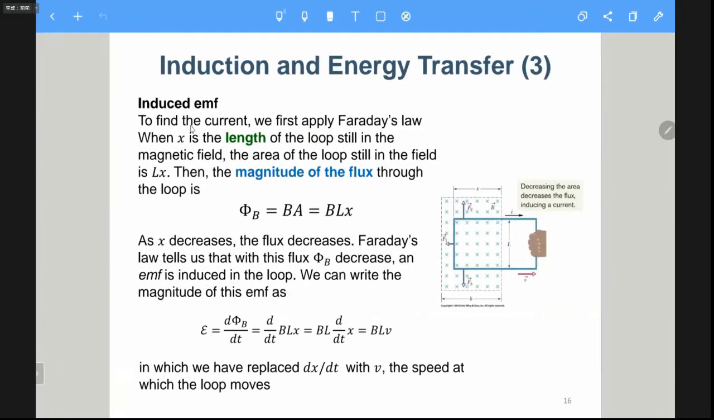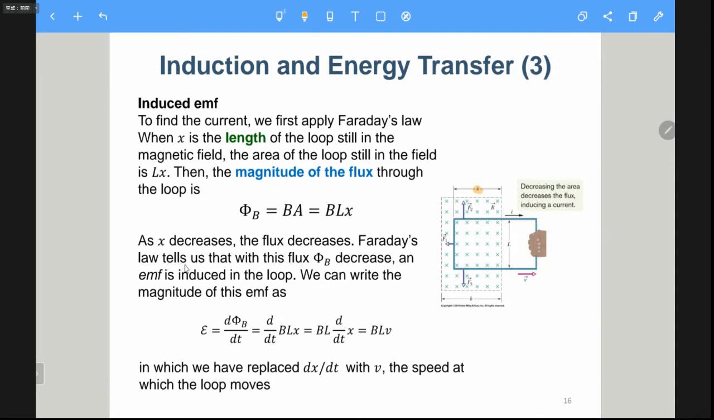To find the current, we first apply Faraday's law, where x is the length of the loop still in the magnetic field. So this part is x. The area of the loop still in the field is L times x, where L is the height. Phi B will be B times A, and A is Lx, so B L x is phi B. As x decreases, the flux decreases.